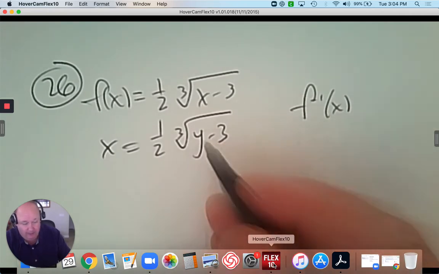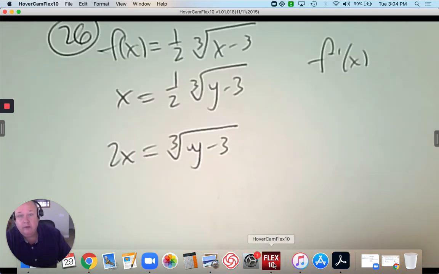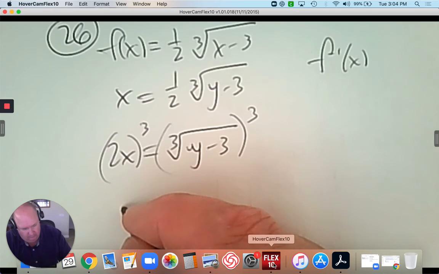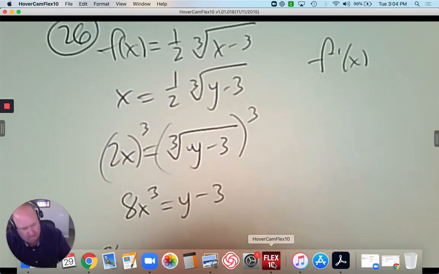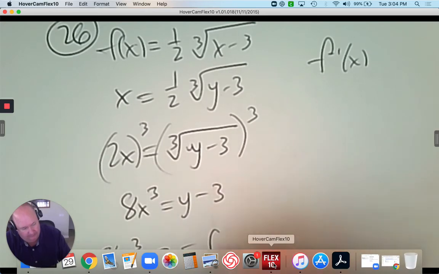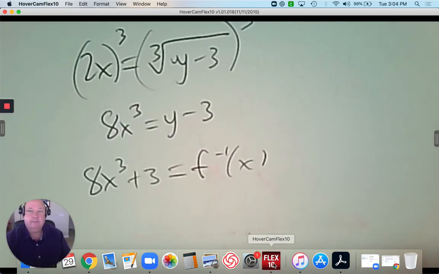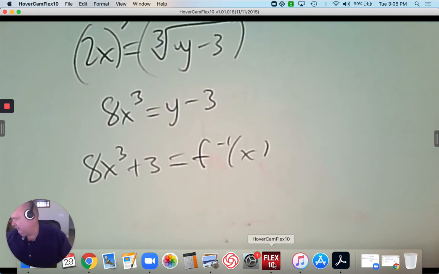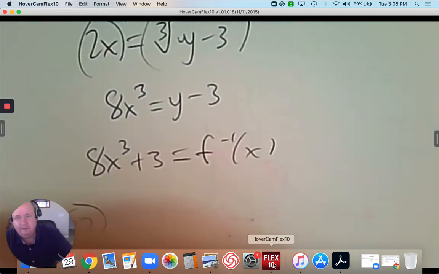And now get y by itself. So multiply by 2. Do the cube to both sides. And then add 3. And that is the inverse. 8x cubed plus 3. Make sure I did it right. Yep. All right. 27. We're almost there.